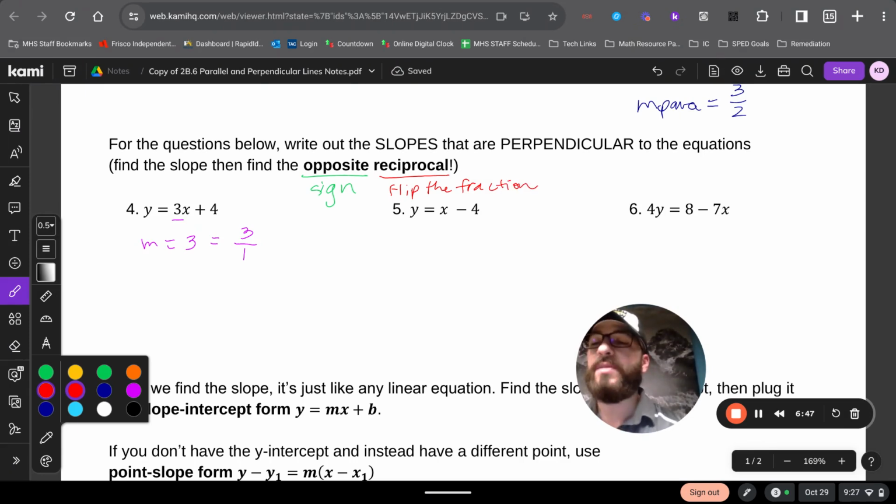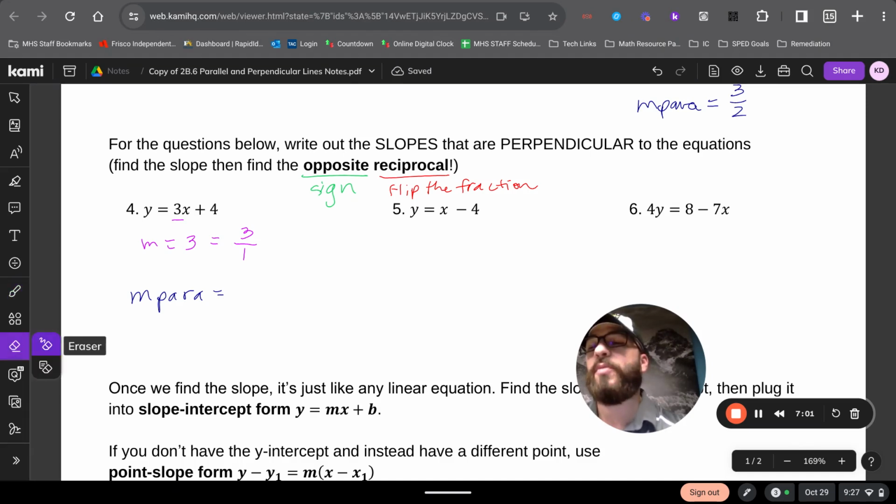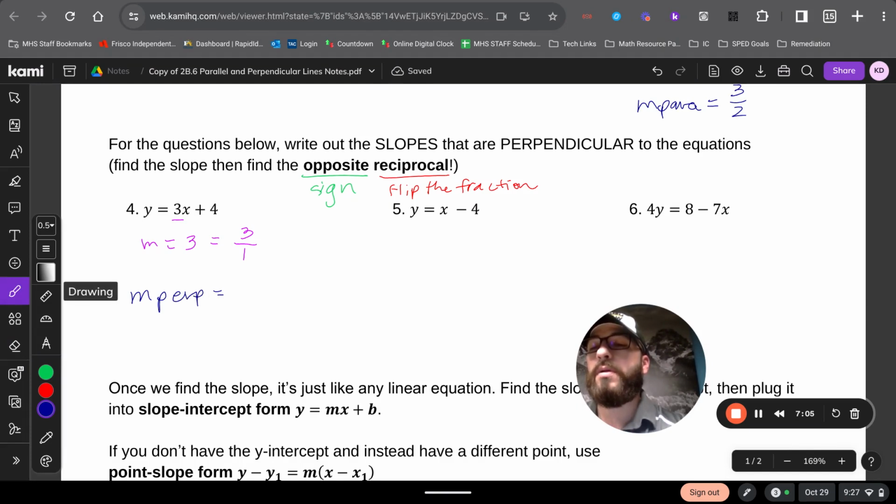So the first thing I'm going to do for my perpendicular slope is I'm going to do the opposite sign. So currently it is positive 3/1. So my perpendicular slope is going to be negative instead of positive. So my original slope was a positive 3. My perpendicular slope is going to be negative.